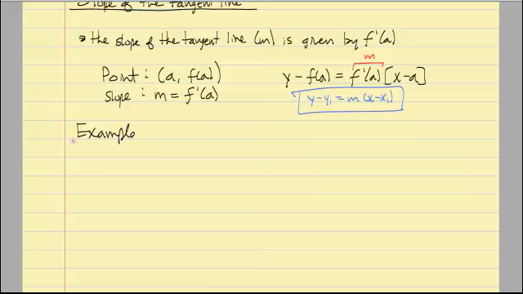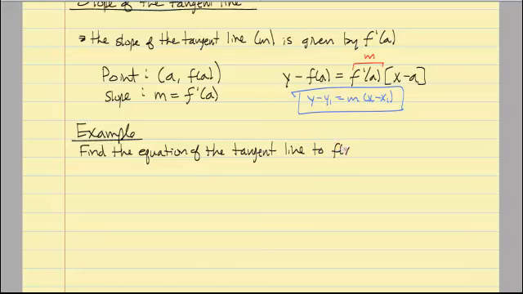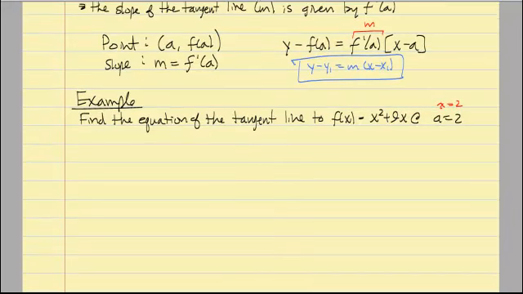And we're going to work this example two different ways. I'd like to find the equation of the tangent line to the function f of x equals x squared plus 9x at a equal 2. Now this is the same as saying at x equal 2, so don't let the a throw you. They're just using that value of a for the formula. Now again, we're going to do this two different ways.